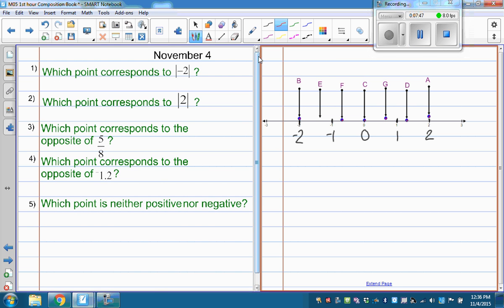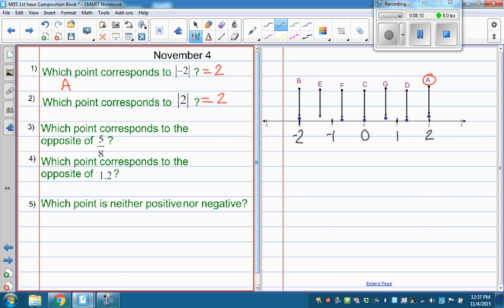Which point corresponds to the absolute value of negative 2? Well, we know the absolute value of negative 2 is 2. And so when looking over on the second page, A would be the point that corresponds to that. Which point corresponds to the absolute value of positive 2? Well, the absolute value of positive 2 is also equal to 2. So those both have the same answer.